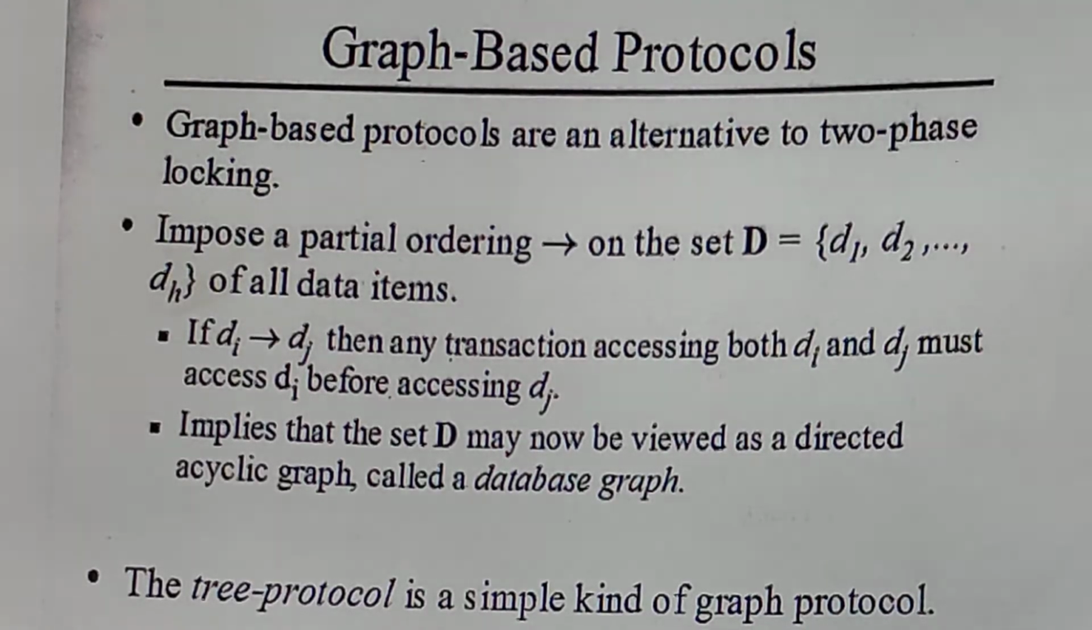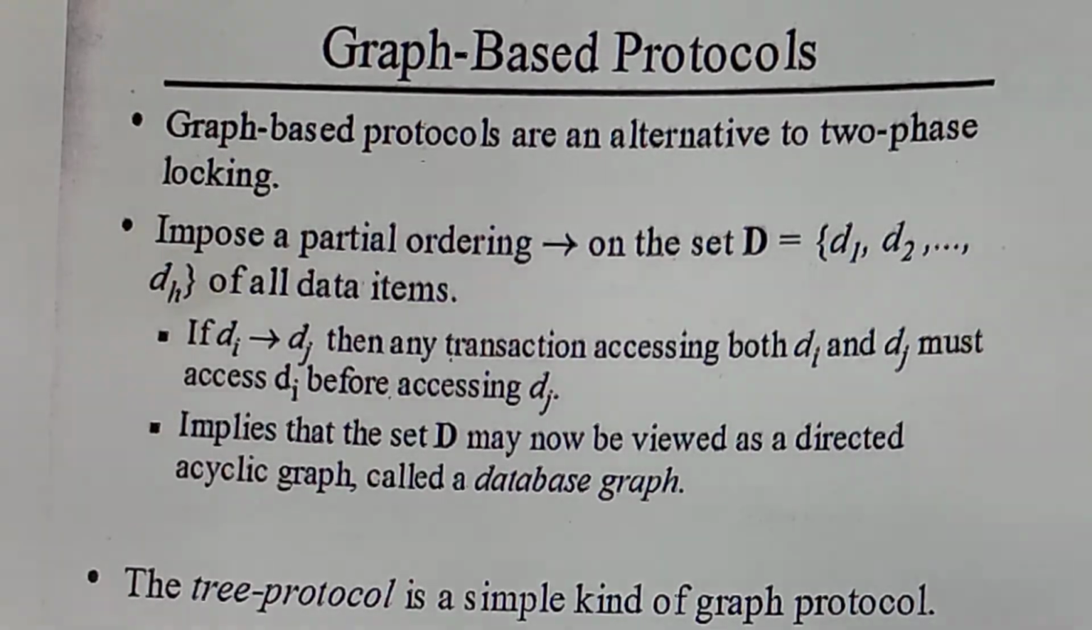Hello students, till now we have studied the two-phase locking protocol, the timestamp ordering protocol, and the validation concurrency control protocol. So this is another type of protocol that we have to study, that is the graph based protocol. Graph based protocols are basically an alternative to the two-phase locking protocol.